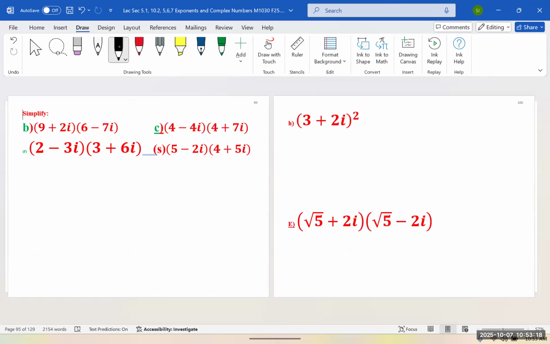We have 3 plus 2i whole thing squared. What does that mean? What are you multiplying here? When you are adding or subtracting terms, you cannot distribute the power. Distributing power comes only for multiplication or division. The square tells you to multiply the same thing twice.